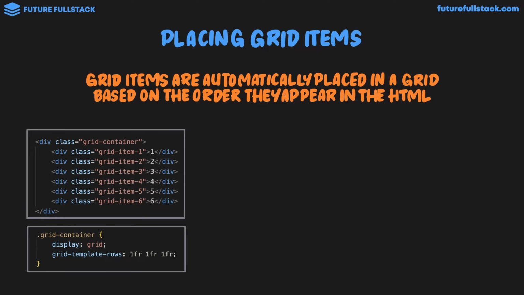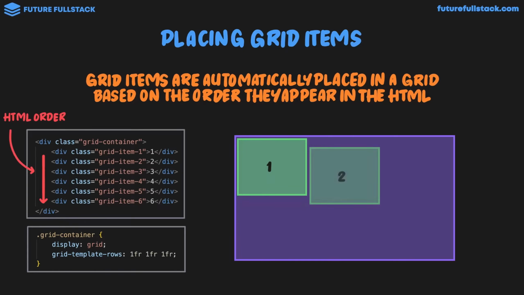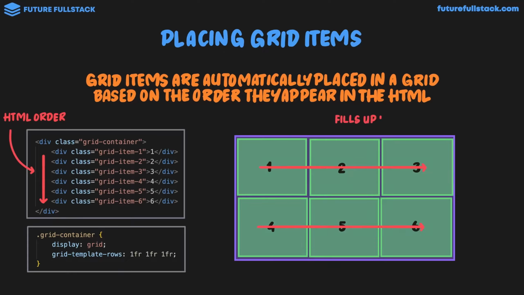In diagram form, we have our grid container, and our grid items are going to be positioned based on their order in the HTML, where the HTML order is going from top to bottom. So by default, our grid items are positioned like this. In the first row, we have grid item 1, grid item 2, and grid item 3, going from left to right. And in the second row, we have grid item 4, grid item 5, and grid item 6, going from left to right. So by default, grid items fill up from left to right, row by row.